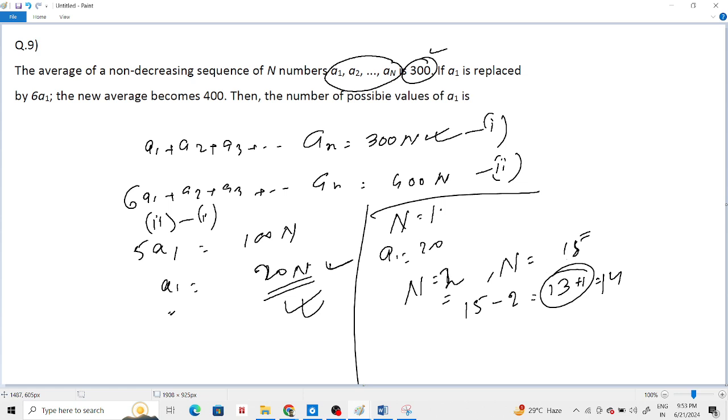So how many values are there? 15 minus 2 plus 1. Why plus 1? Because I'm excluding this 2 if I don't add plus 1. So 14 values. I mean 2 to 15. You can count yourself: 2, 3, 4, 5, 6, 7, 8, 9, 10, 11, 12, 13, 14, 15. There are 14 values of n that can be there.